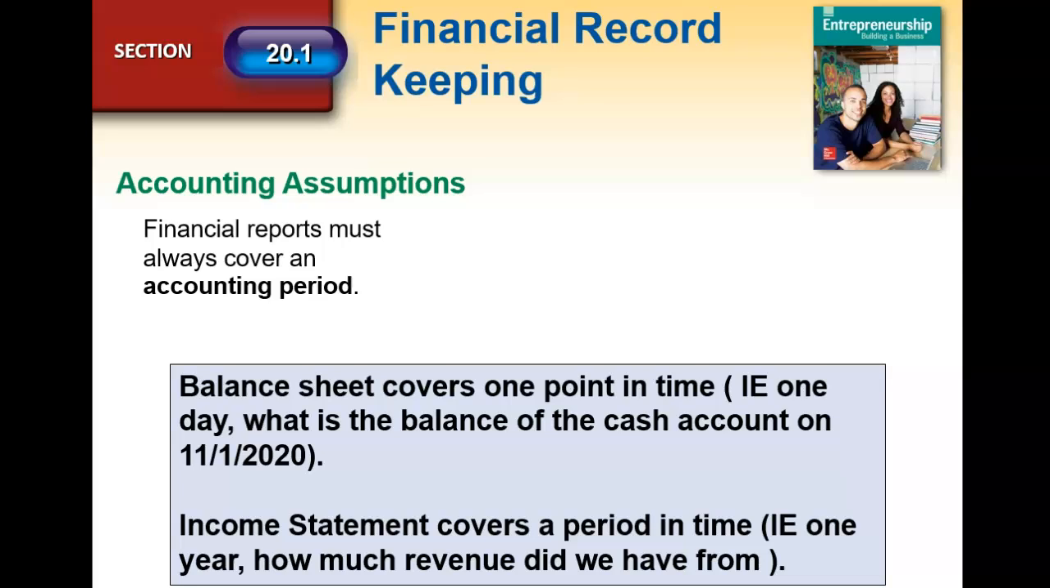So we assume that the balance sheet covers one point in time. I mean, literally one day. So what is the balance of my cash account on November 1st, 2020? On the other end, that income statement covers a period of time. Like 1 year, 1 month, 1 week. How much revenue did we have from, and then pick your choice. But that income statement covers more than the balance of the account on one day. It covers the revenue account as it goes up over the year. So get that down onto that last sheet, and we'll keep going in a minute.